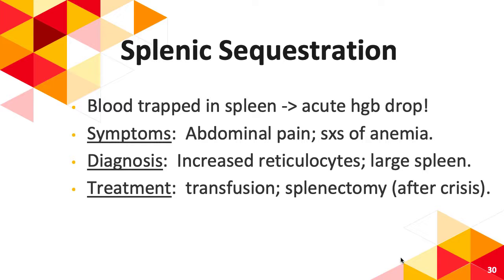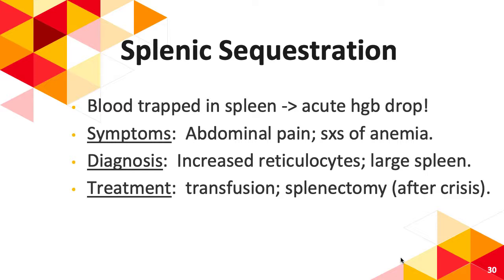What do you do? You transfuse them. This will be just a simple transfusion, not an exchange transfusion. You're just giving them blood because too much of their blood's trapped in their spleen. And then not during their crisis, not while they're sick, you don't do a splenectomy, but once they're stable and once they're better, then you do a splenectomy, and that's to prevent recurrence of the same thing happening again. Questions about splenic sequestration?